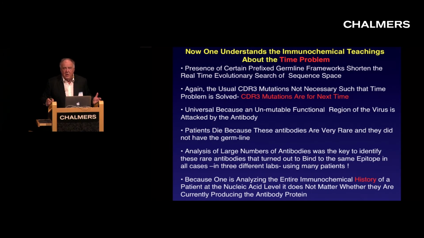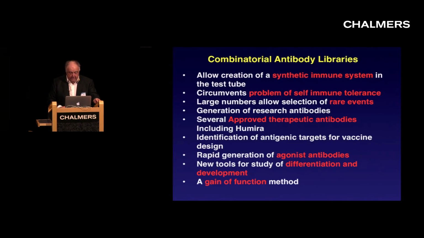This particular one is VH169, and it is the most hydrophobic germline. The antibodies are universal because they attack function. But the analysis was done by analyzing a large number, right? And that's because, as I told you earlier, one is analyzing the entire immunochemical history of a patient at the nucleic acid level. It doesn't matter whether the patients are currently producing the antibody protein or not. You're not going to the blood, you're going to the nucleic acid memory.